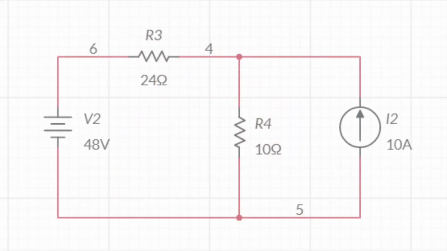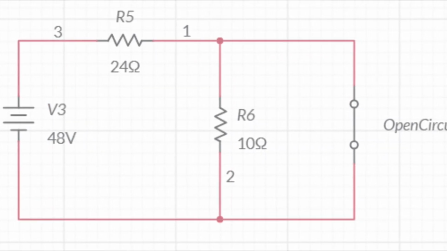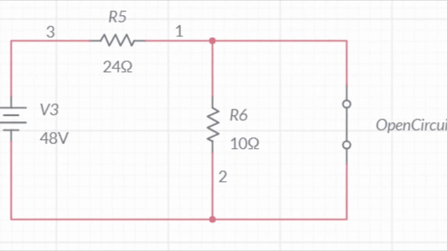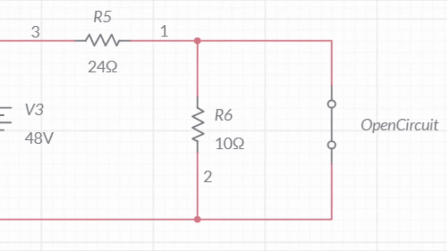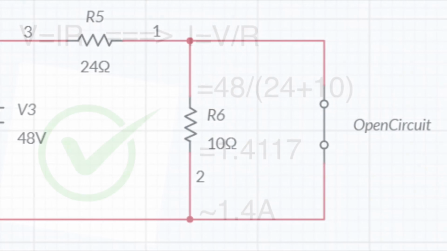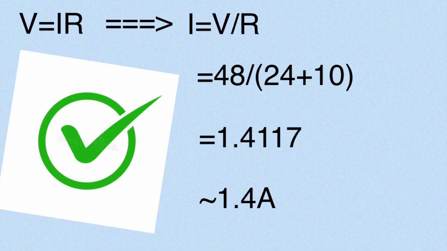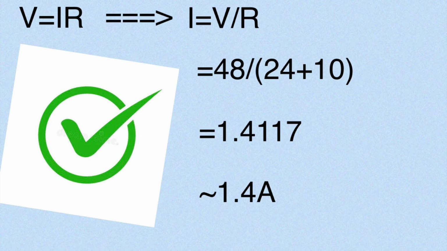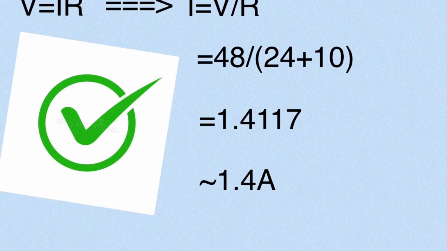For example, in this circuit with a battery and a current source, if we want to find the current flowing through the 10 ohm resistor, we first need to pick a power source to ignore for now. Let's start by ignoring the current source, making this an open branch. This creates a simple circuit with the voltage source and two series resistors. The current can be found simply by using Ohm's law. So rearranging for current, this gives us the current produced by the battery alone to be roughly 1.4 amps. Now leave this number aside because we'll use it later.